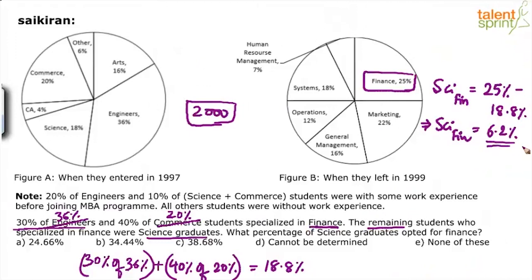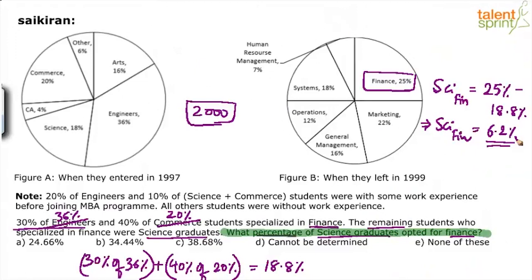Now look at the question. It says, what percentage of science graduates opted for finance? Now this is an interesting one. This is not like a regular question that we have solved. What percentage of science graduates opted for finance? How many are science graduates? See, we are not converting these to absolute values. It's a waste of time.